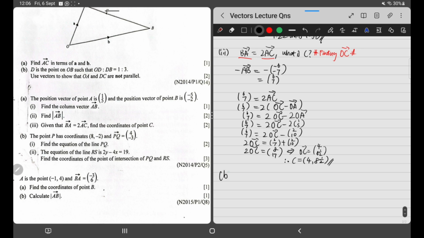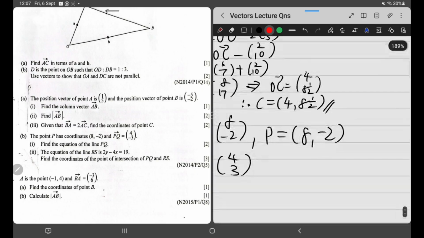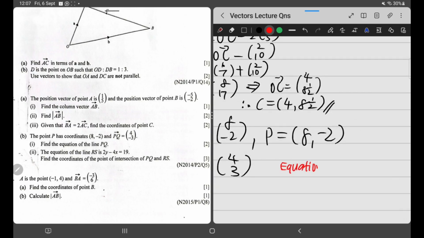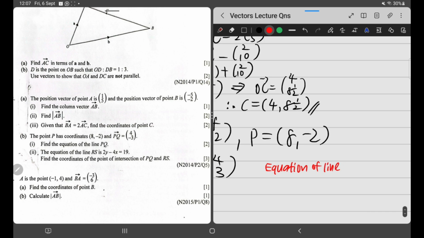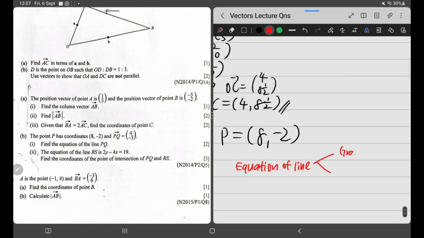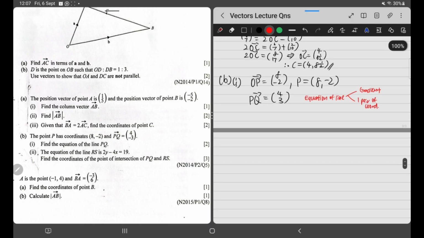Okay, then now part ii. P has a coordinate of (8, -2). So therefore I know that the position vector of P is (8, -2). And PQ is (4, -3). Okay, so now they want us to find the equation of line PQ. So the equation of a line, I need two things. I need the gradient and I need one pair of coordinates.